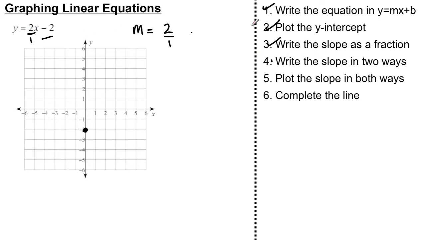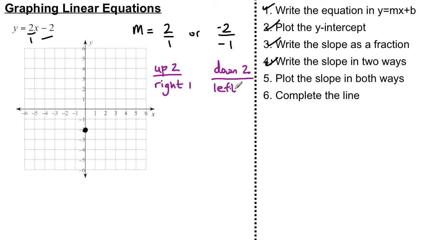Now we want to write the slope in a second way. This is equal to, right? And maybe, actually I think I like this better, or negative 2 over negative 1. Got it? Now we want to plot the slope in both ways, right? What this says is you go up 2, right 1, up 2, right 1. This says you go down 2 and left 1. Okay, so let's do both of those.